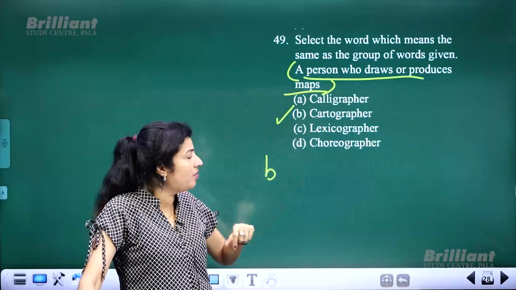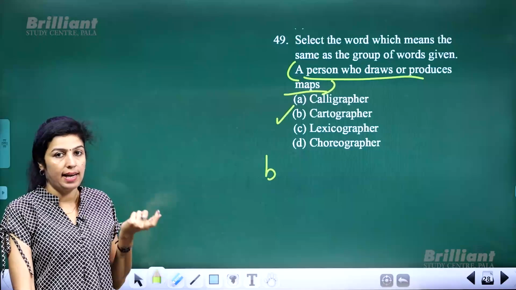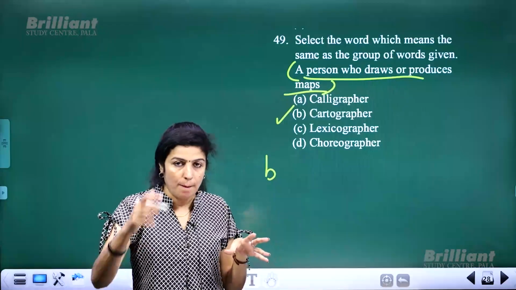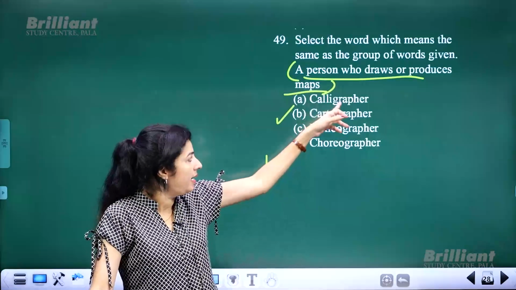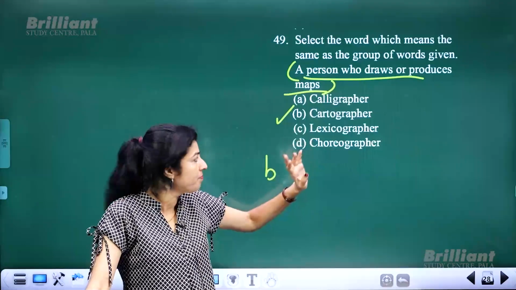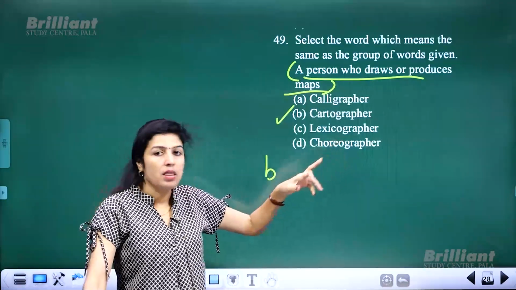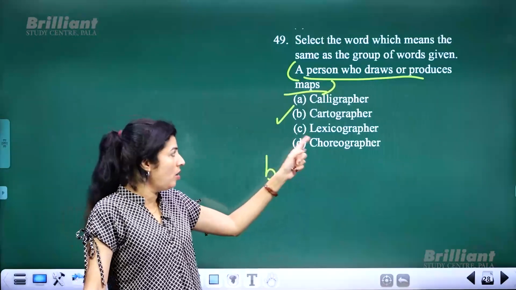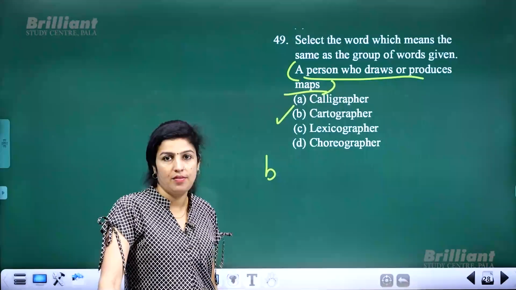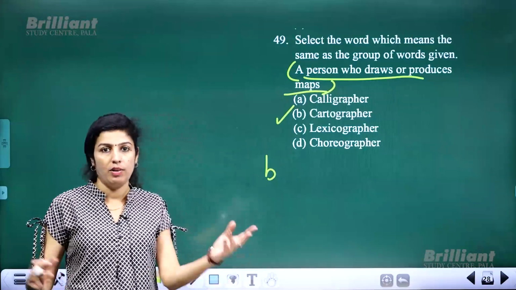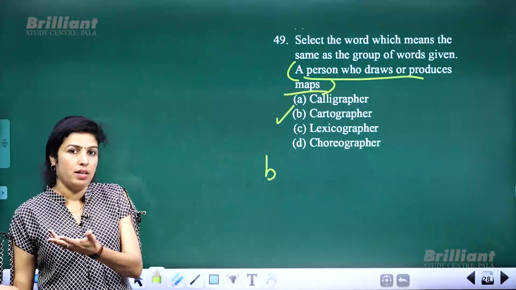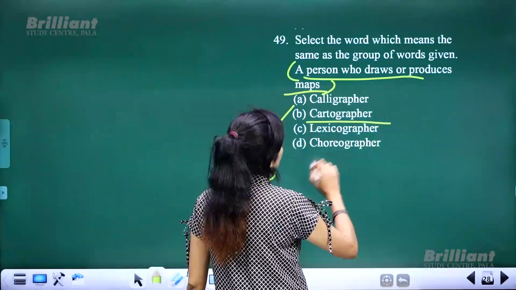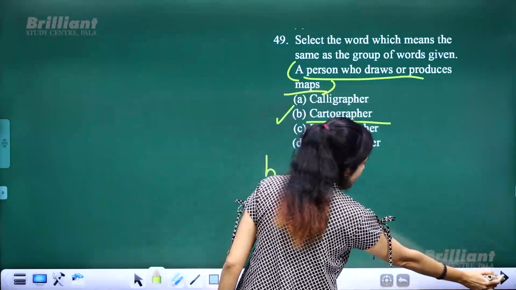And what about calligrapher? Calligraphy, you might have heard this word. Calligraphy means beautiful handwriting. The one who practices beautiful handwriting is a calligrapher, not our option. The lexicographer means the one who compiles and writes dictionaries. So, not maps. Choreographer is a familiar word. In movies, you have a choreographer who teaches the people to dance, right? So, cartographer is our option, which means a person who draws or produces maps.